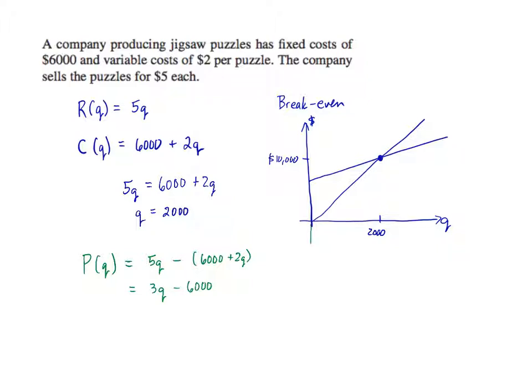If we were to graph this, we would have a function that looks something like this. And again, note that we break even when profit is equal to 0. So it should go through the point (2,000, 0) on our graph, which is the exact same quantity at which the revenue and the cost were equal above.